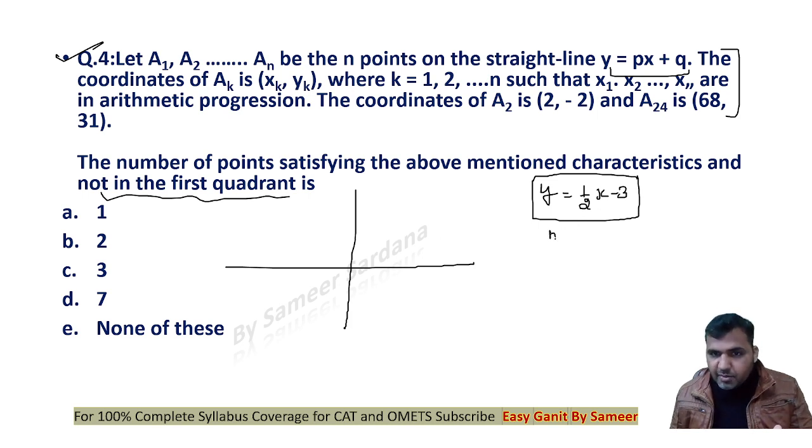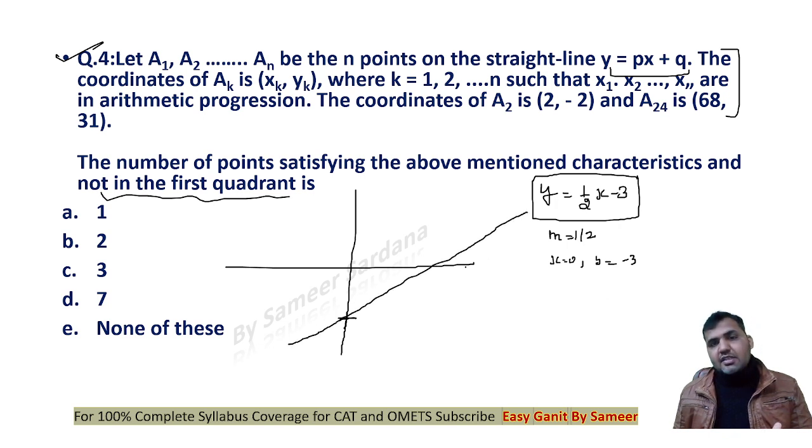Now you can see the slope of the line is 1 by 2. That's an increasing line. And when I put x as 0, y will be minus 3. So this line passes through minus 3. And so this has to be the line. Just make a line. This is the increasing line. You can see that the slope of the line is positive, so this is a line. This is y is equal to 1 by 2x minus 3.